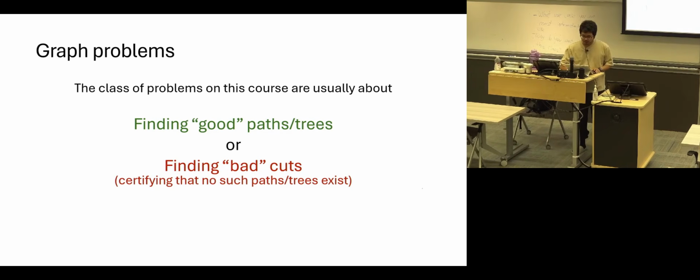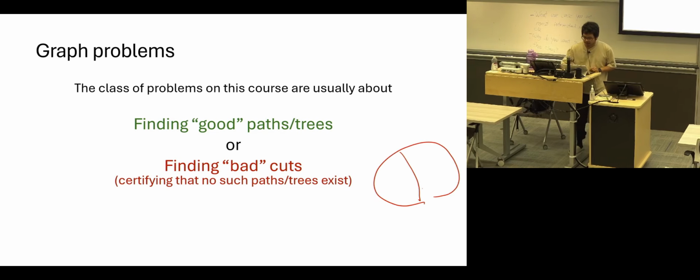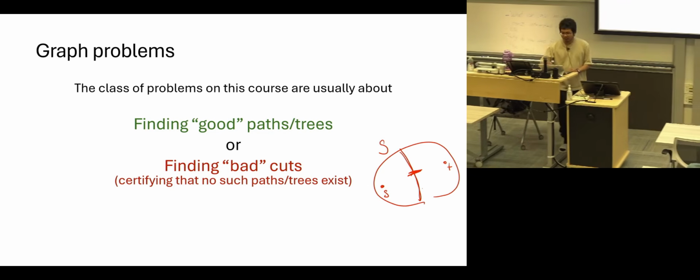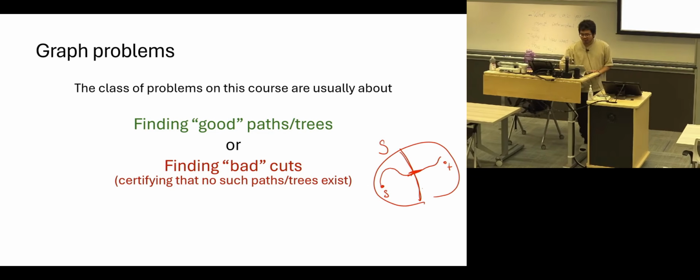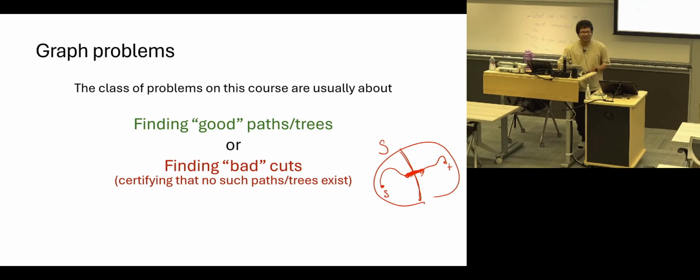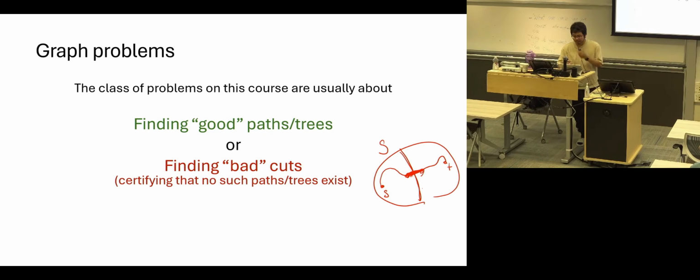A cut is like a set of vertices. For example, if you have S here and T here, and there exists some set of nodes containing S such that there exists only one edge crossing this set, and you ask, can there be two disjoint paths from S to T, then the answer is no, right? Because no matter what, the path from S to T needs to go through this cut, and there is only one edge here. That's an example.